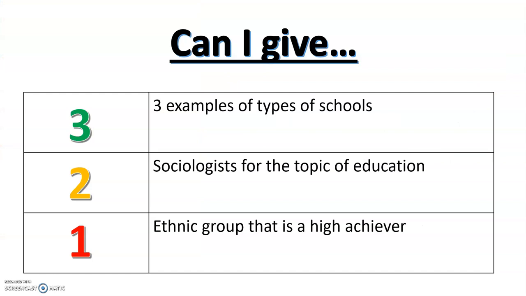Oh, sorry, I forgot this one. And as a kind of end one, again, some more practice questions. Could you give 3 examples of 3 different types of schools? Could you name 2 sociologists that we've looked at so far? And could you name 1 ethnic group that is a high achiever? So again, have a go at these if you'd like to.